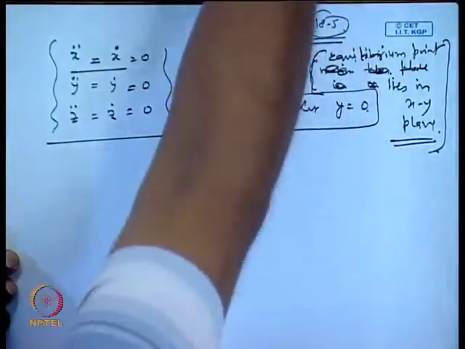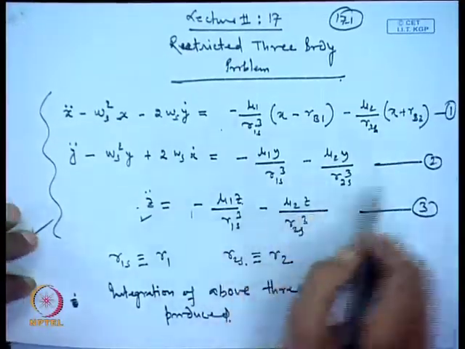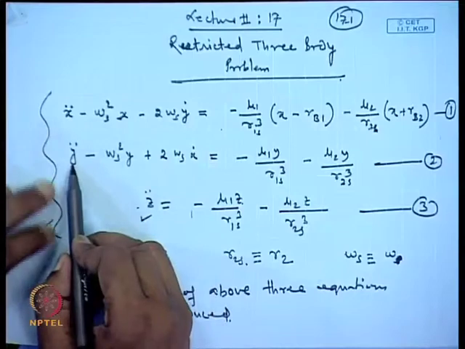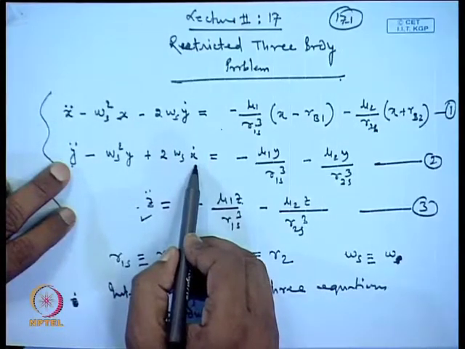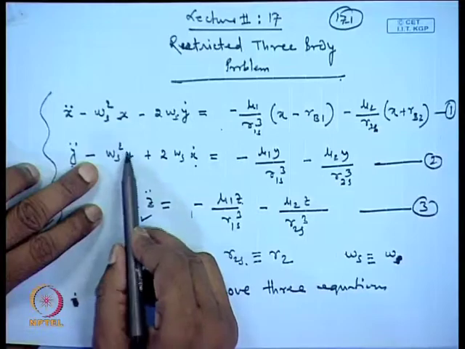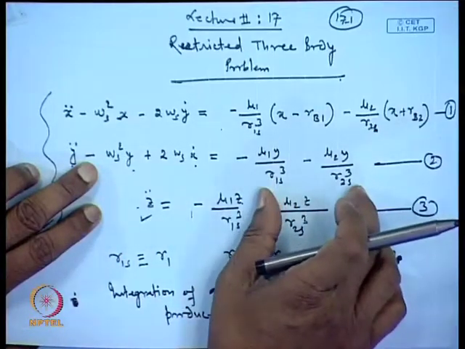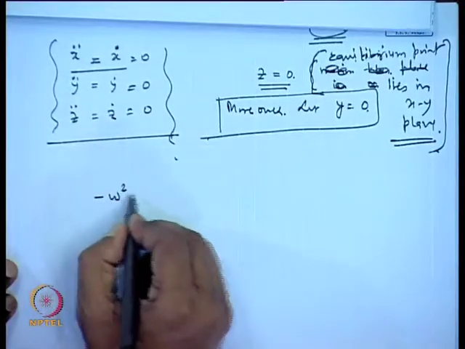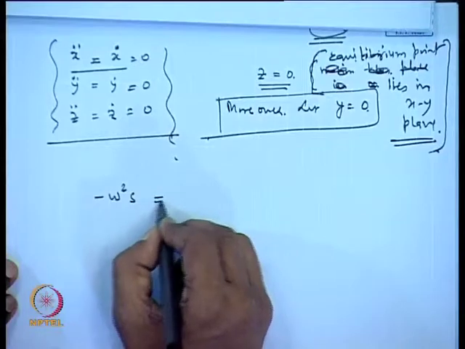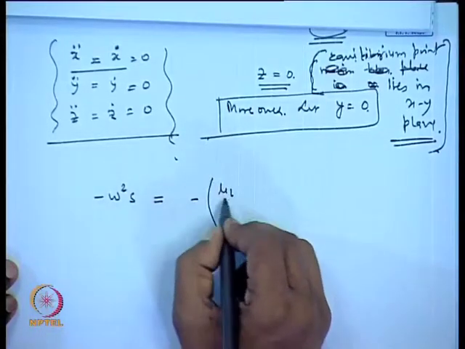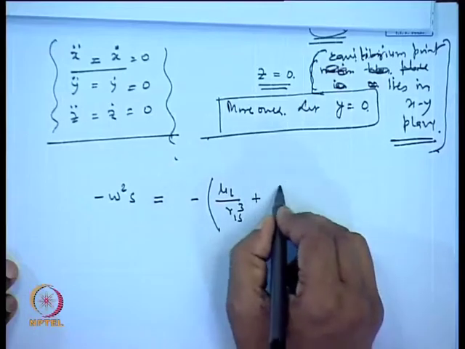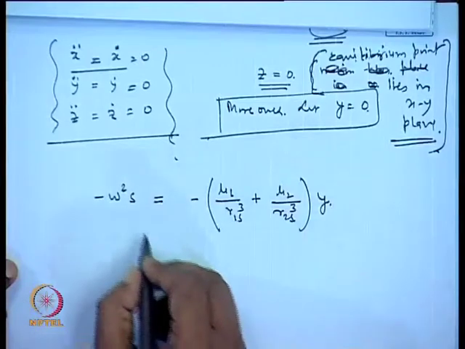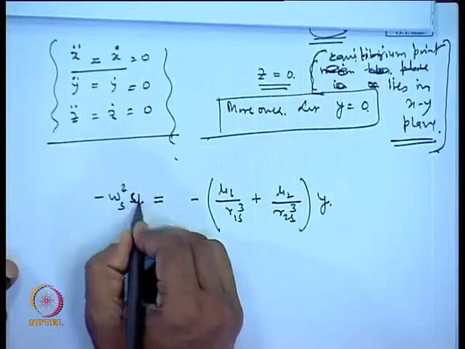Now, if we look into the next equation, this is equation number 2 in lecture number 17 that we have used. Setting y double dot equal to 0 and y dot equal to 0, we are left with minus omega s square y, and on the right hand side we have this term. So from here we can write minus omega s square y equal to minus the quantity mu 1 by r 1 s whole cube plus mu 2 by r 2 s cubed, times omega s square y.